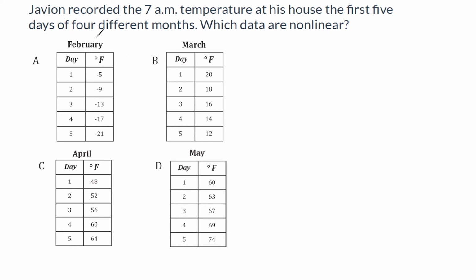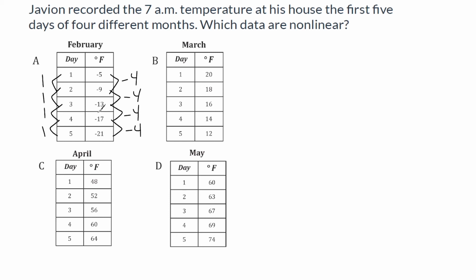All right, so let's take a look at February here. We're going to take a look at the change in y values first. From negative 5 to negative 9, the value drops 4 degrees. And from negative 9 to negative 13 is another drop of 4. Negative 13 to negative 17 is another drop of 4. And we have another drop of 4 right here. Now for the corresponding x values, we have an increase of 1 day, 1 day, 1 day, and 1 day.